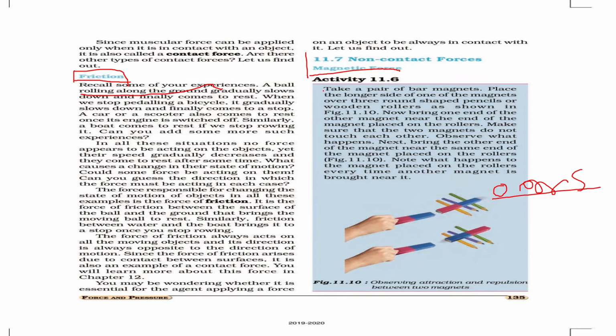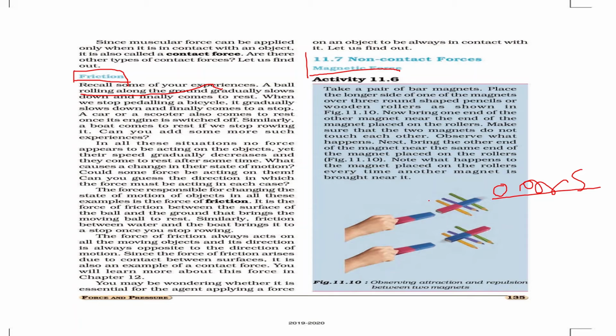Here there is an activity. Take a pair of bar magnets. Place the longer side of one of the magnets over three round-shaped pencils or wooden rollers as shown in figure 11.10. Now bring one end of the other magnet near the end of the magnet placed on the rollers. Make sure that the two magnets do not touch each other. Observe what happens. Next, bring the other end of the magnet near the same end of the magnet placed on the rollers. Note what happens to the magnet on the rollers every time another magnet is brought near it.